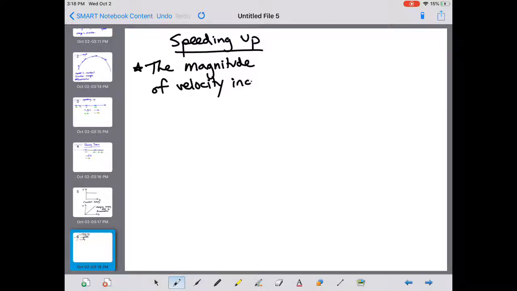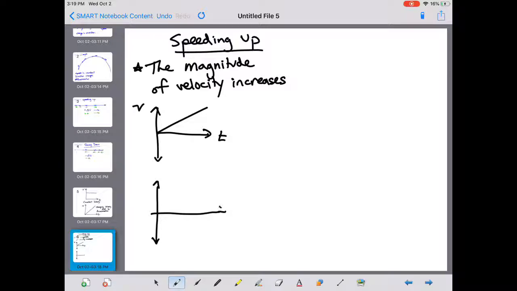Remember, speed is the magnitude of velocity, so we are looking for the magnitude to increase. That can be either increasing in the positive direction or in the negative direction. So we can have a graph that looks like this for velocity and time, or it could be speeding up and look like this.